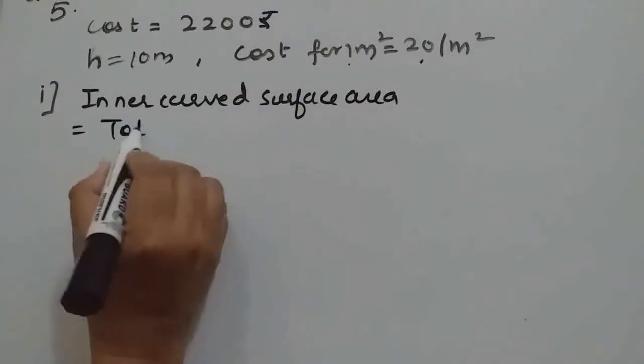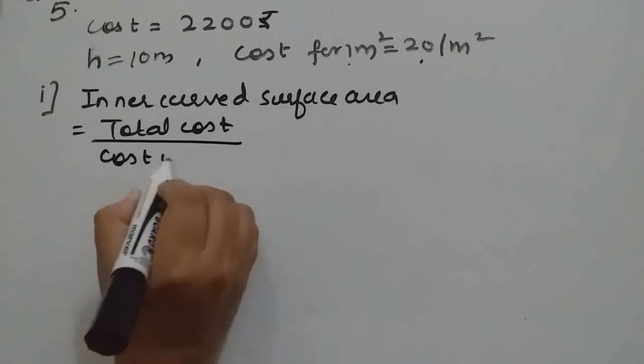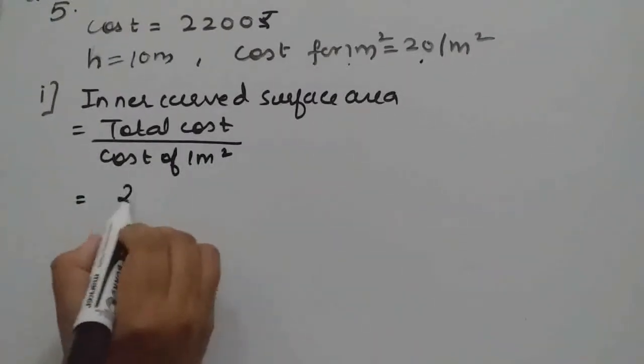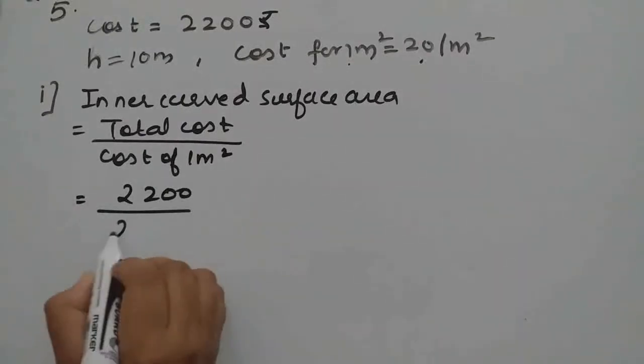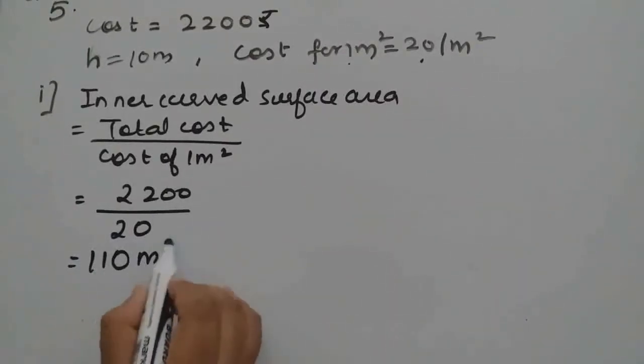Total cost divided by cost of 1 meter square, isn't it? That means 2200 divided by 20. So it will come 110 meter square.